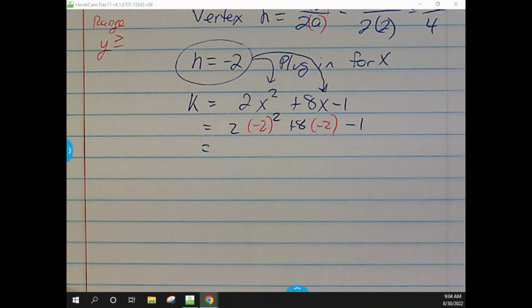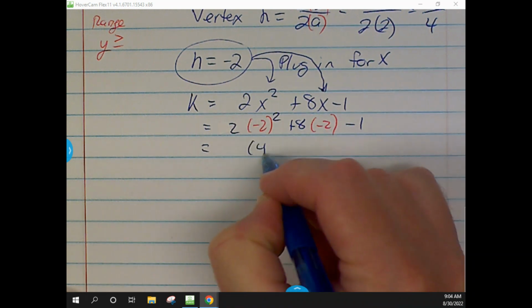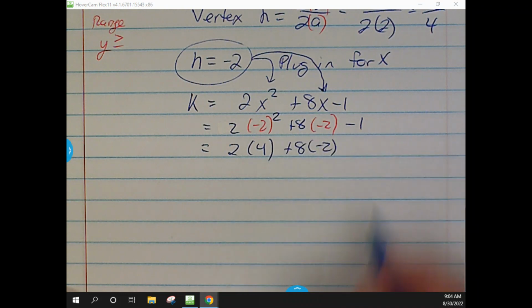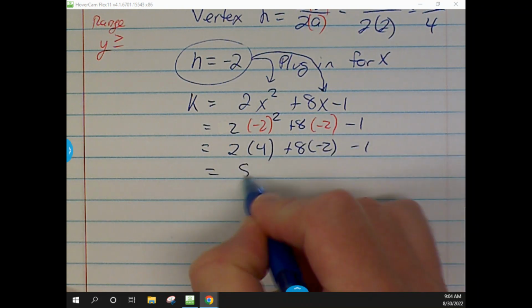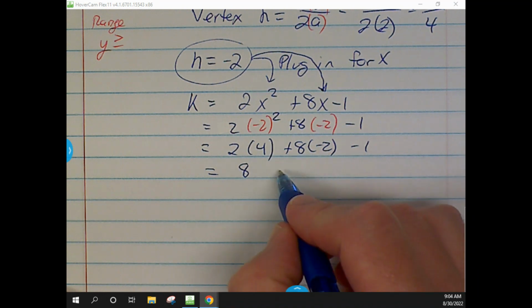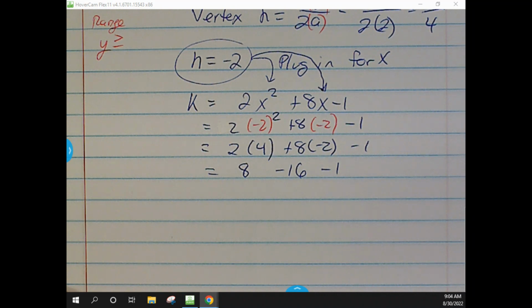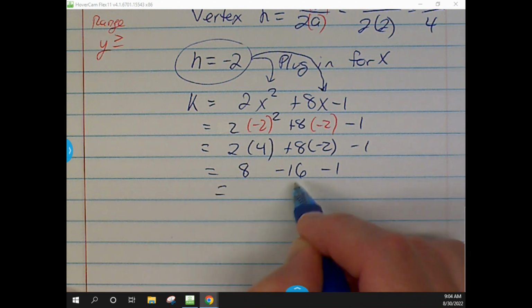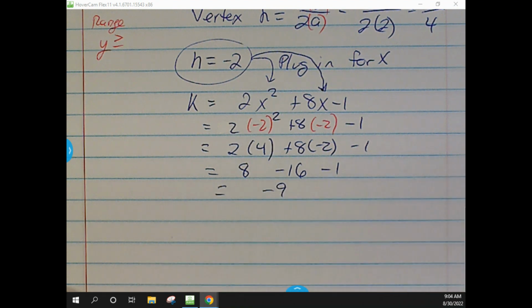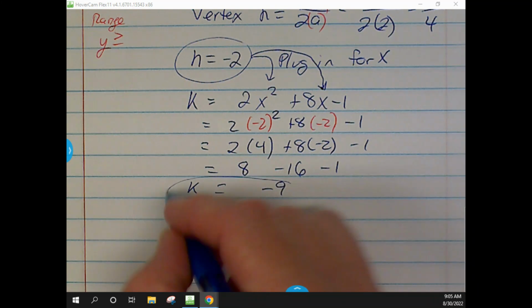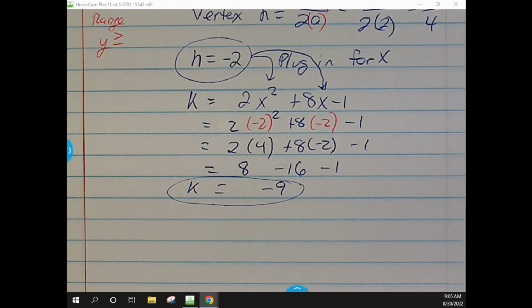All right. So first thing is you got to do your exponents. -2 squared is 4. And then after you have that, you can do your multiplication. So we've got 2 times 4 for 8. 8 times -2 is a -16 minus 1. And now you can just go through and add or subtract them, whatever the signs tell you to do. 8 minus 16 is negative 8. Minus 1 is negative 9.